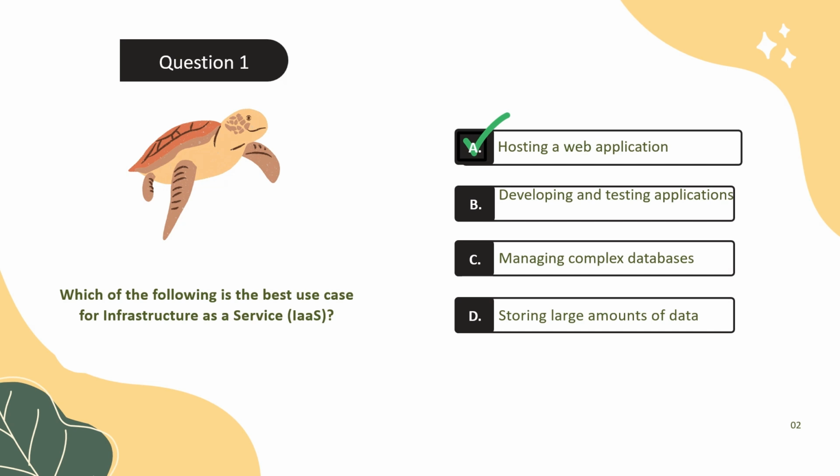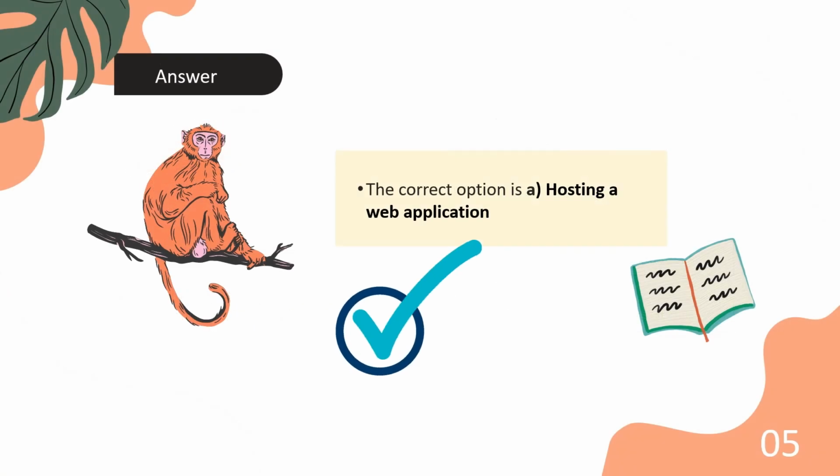So now we will move towards some questions related to these topics. Question first is, which of the following is the best use case of infrastructure as a service? Option A, hosting web application. Option B, developing and testing application. Option C, managing complex databases. Option D, storing large amount of data. So the correct answer is option A, hosting a web application.